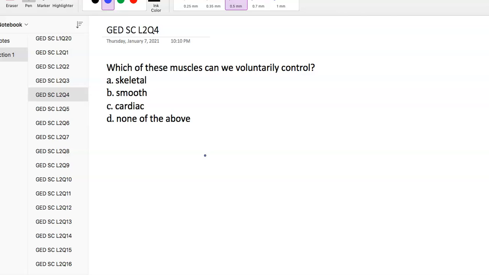Question 4. Which of these muscles can we voluntarily control? Okay, so we want to know that the skeletal muscles are the ones that we can control.